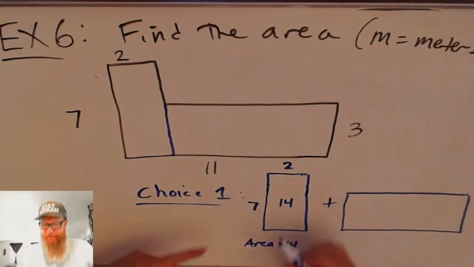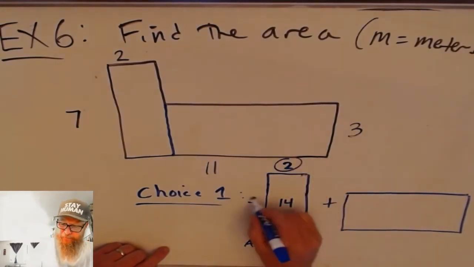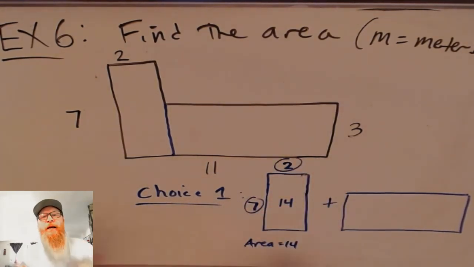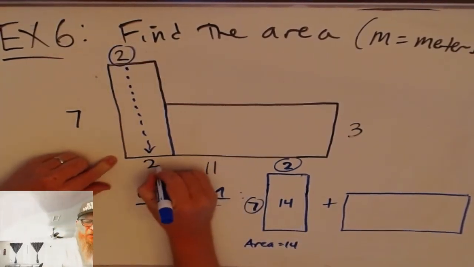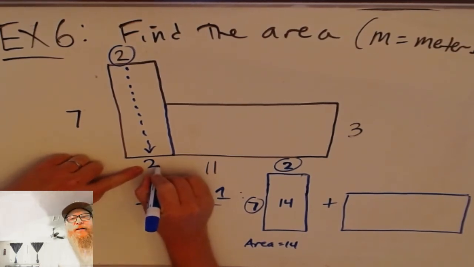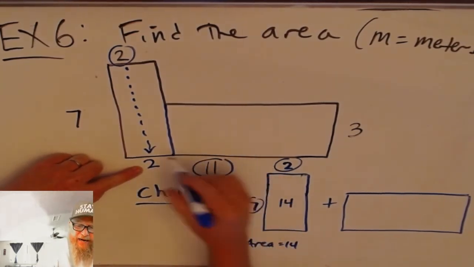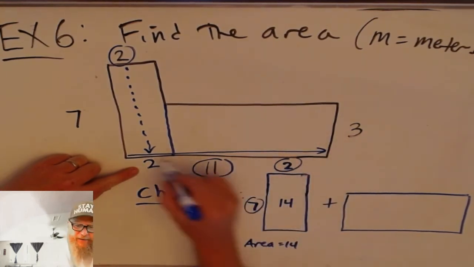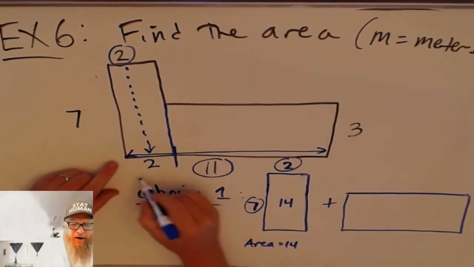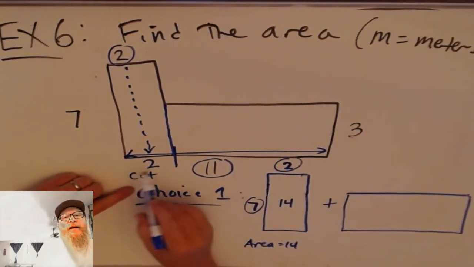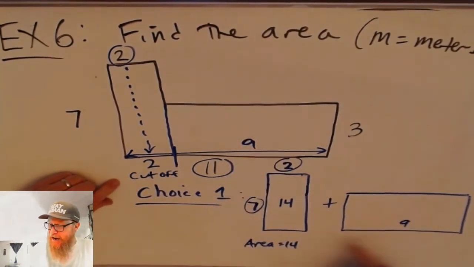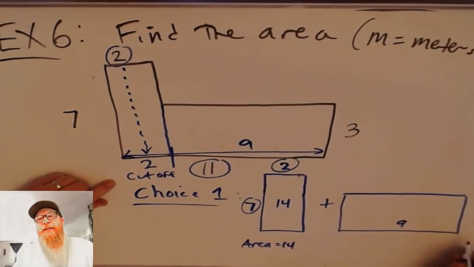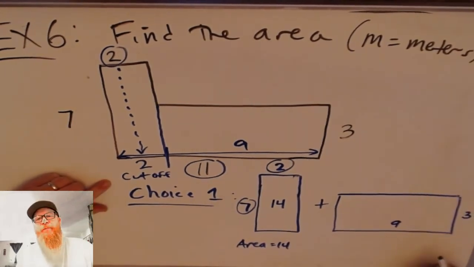All right, 7 times 2. Okay, but now I have to be careful, all right? This 2 is the same as this 2 here. So that means that this side is 11, but I've already cut off 2. I cut off 2, so that means now I only have 9. This side is 9. And then this side is 3.